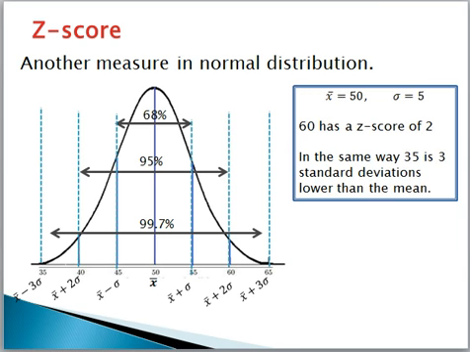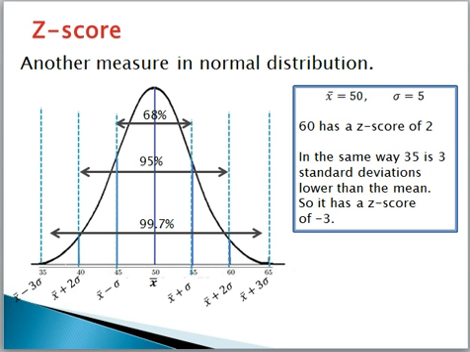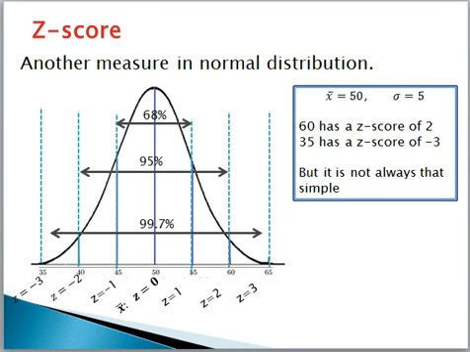Alright, what if we now look at 35? 35 is 3 standard deviations below the mean. So this would give a z-score of -3. So below the mean, negative; above the mean, positive. And the mean itself has a z-score of 0 because it's no standard deviations away. So here are the z-scores on the bottom.